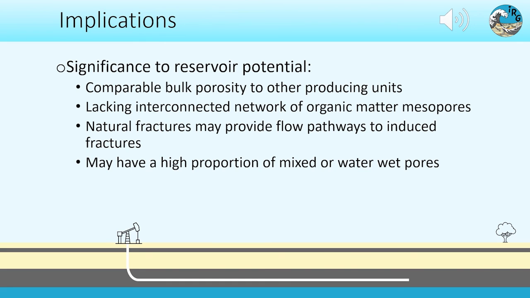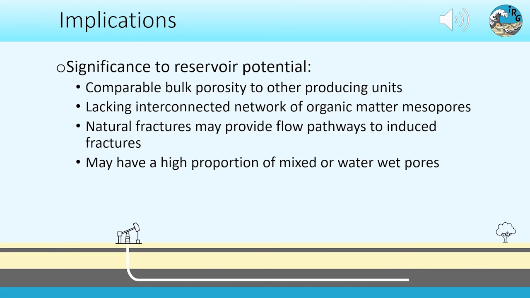There are a few different implications of this work. Bulk porosity of the Horn River group in this core is similar to that of producing North American reservoirs. However, the interval in this core does not possess the interconnected network of organic matter pores observed in other organic-rich intervals. This is significant because for mudstone units that do have this network, it has been suggested that this is a potential hydrocarbon flow pathway, which may be absent here compared to other unconventional reservoirs.